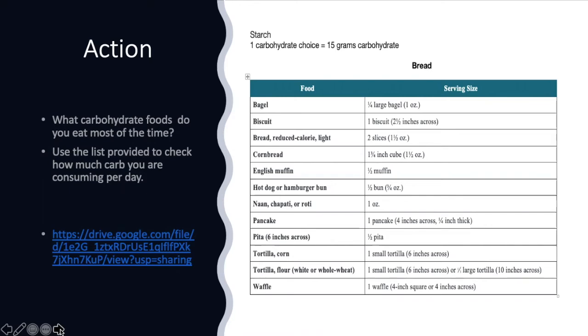So the action for today is: what carbohydrates do you eat most of the time? Are they complex carbohydrates or simple carbohydrates? We already discussed the benefits of complex carbohydrates and the disadvantages of eating simple carbohydrates. I know you're a well-educated person, so from now on you will pick complex carbohydrates every time you choose carbohydrates. Then use the list provided to check how much carb you are consuming per day, and also use it as a guide. Even if you don't have this information available every time, once you have a basic understanding of how many carbohydrates each food has, that will help you down the road to control your carb portions and to measure your carbohydrates too.